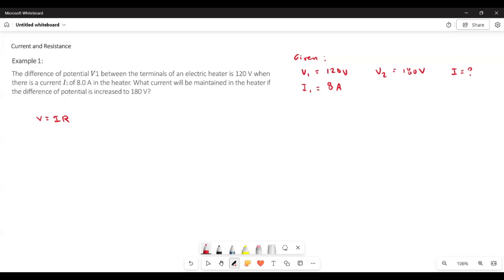Ano? So ang pinapahanap sa atin is I. Binigyan tayo ng isang initial voltage or initial potential tapos initial current. So try natin i-substitute dito, hanapin natin yung initial resistance natin. So R is equal to V over I. So divide both sides by I, para makuha natin yung R is equal to V over I. So R is equal to yung voltage natin na 120 volts and then I natin na 8 amperes. So pag dinivide natin yan, yan ay 15 ohms.